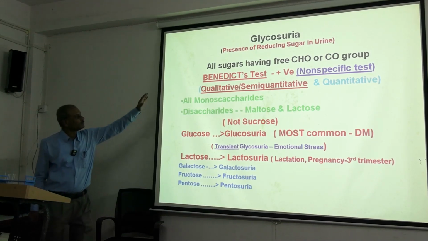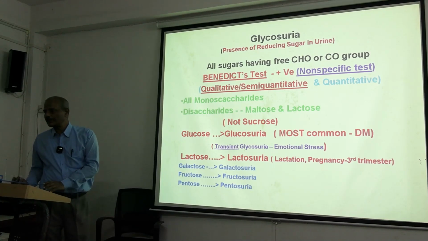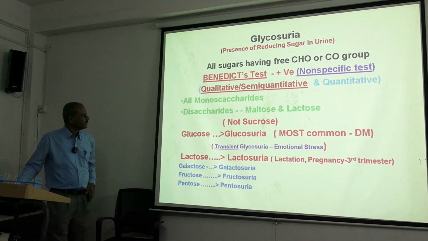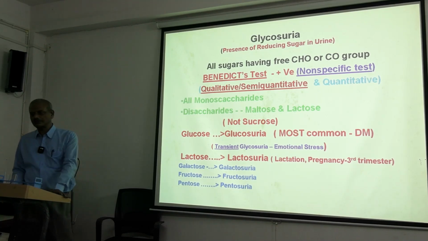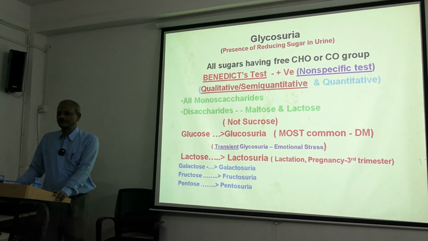So, I told you all the sugars having a free aldehyde or free ketone group. All monosaccharides will have a free aldehyde or free ketone group, so they will give a positive Benedict test. Of the disaccharides, there are three: maltose, lactose, and sucrose. Sucrose, although we commonly say sugar, does not give a positive Benedict test. Sucrose is a non-reducing substance, and you will see that in the laboratory.